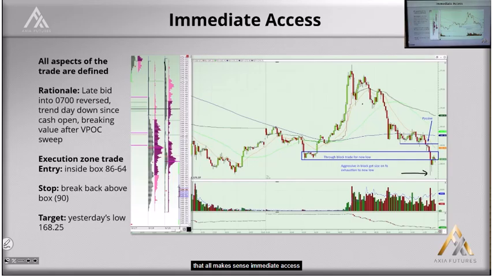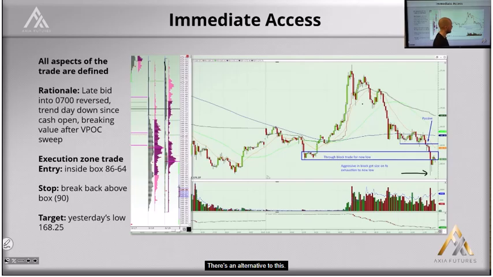That all makes sense. Immediate access trade. All you're waiting for at this point in time is to get into the box. If you get in there, you know what's coming, you can have a go at selling it. And this is one where you're going to have to be aggressive in the sell. And also, if it rotates back up the box, you can then add passively.